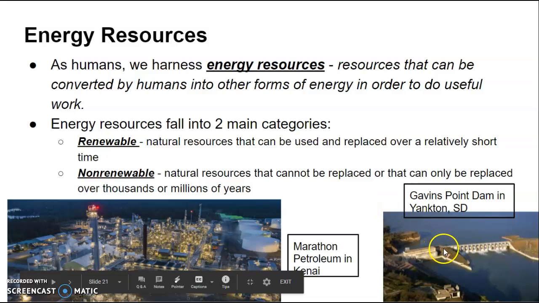And this is the Gavins Point Dam in Yankton, South Dakota. So this is the muddy Missouri River. This is where I grew up. My town was on this side. It's obviously way further back. But over here, this is technically speaking Nebraska. But anyway, that's the power plant there. So we have an example of a renewable and a non-renewable resource.